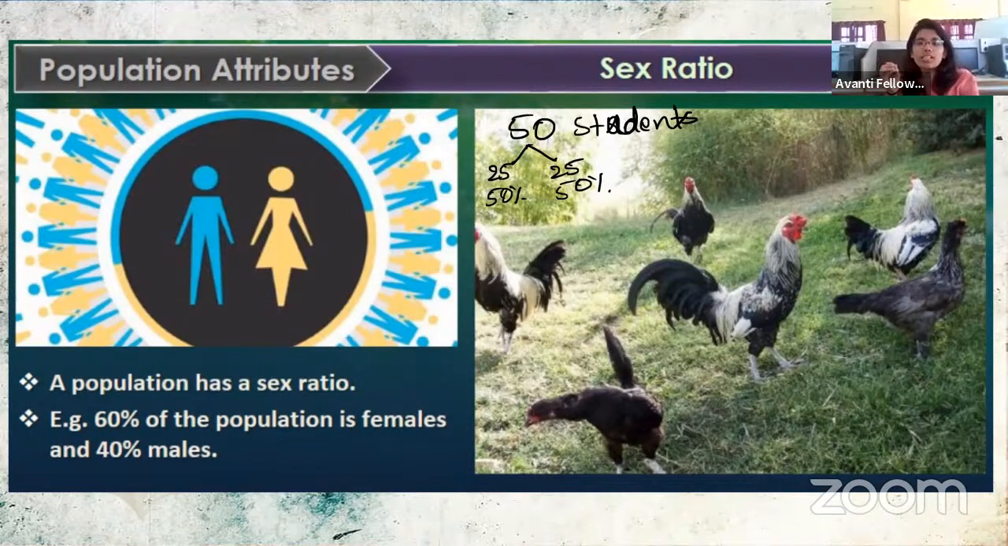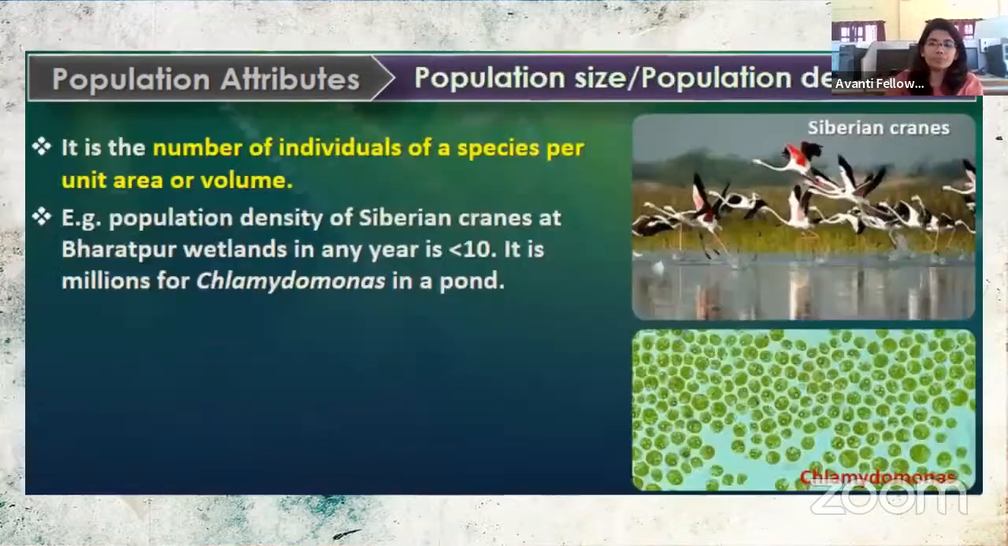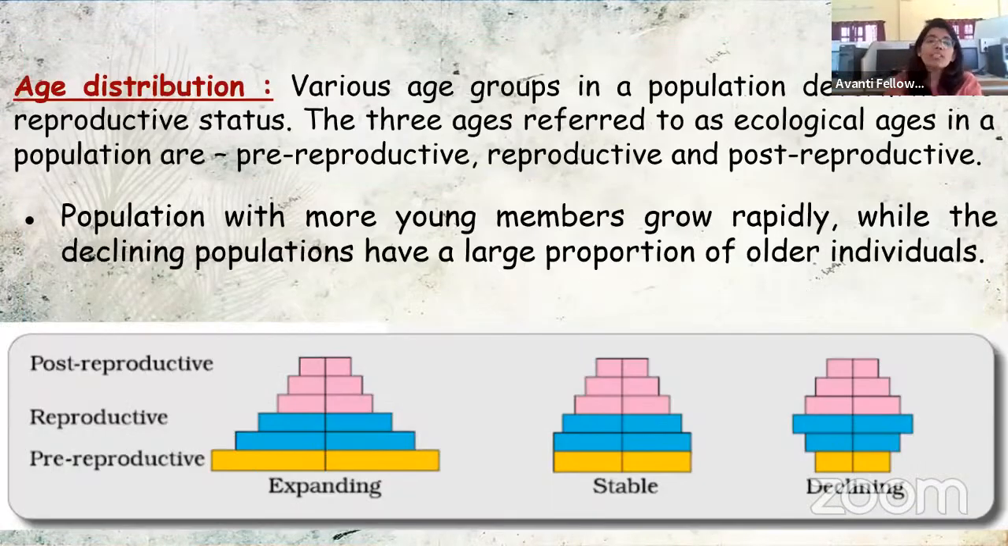This is what is called a sex ratio. And population size or population density we have studied. Now we are studying age distribution. What is this age distribution?